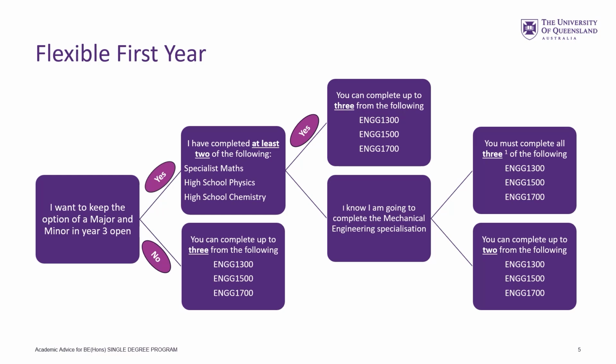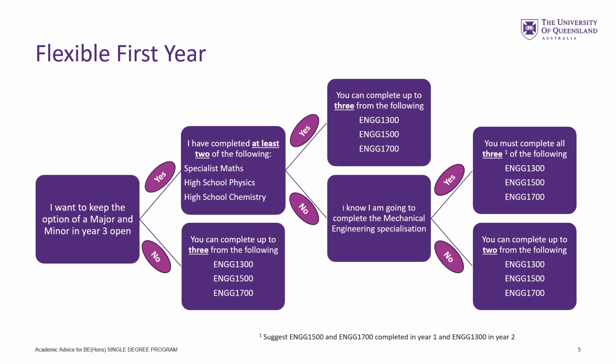If the answer is no, then we need to ask one more question. Are you going to complete the mechanical engineering specialisation? If the answer is no, then you can only complete 2 of Eng 1300, Eng 1500 or Eng 1700. And the next slide will help you make some choices about which 2 you might choose. If you know that you're going to complete the mechanical engineering specialisation, then you can complete all 3.